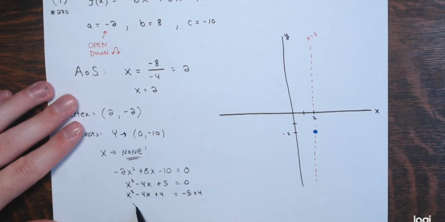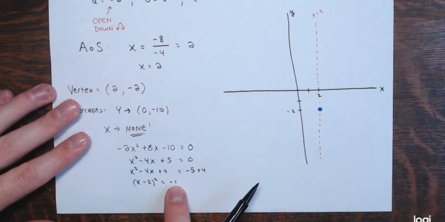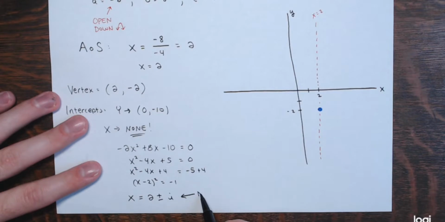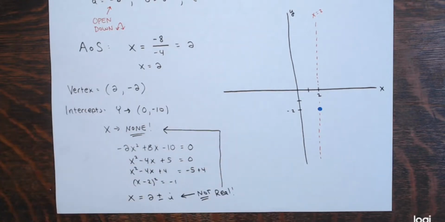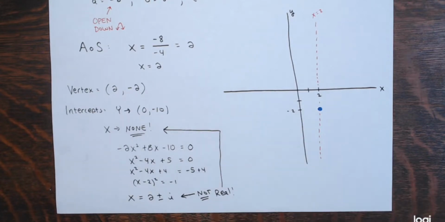This is x minus 2 squared equals negative 1. And you see I'd be taking the square root of negative 1 when I solve this. That's imaginary, it's not real. The solutions of this equation would be 2 plus or minus i. Not real. And if the solutions to that equation are not real, that means the graph has no x-intercepts. The x-axis is real numbers only, it's a real number line.